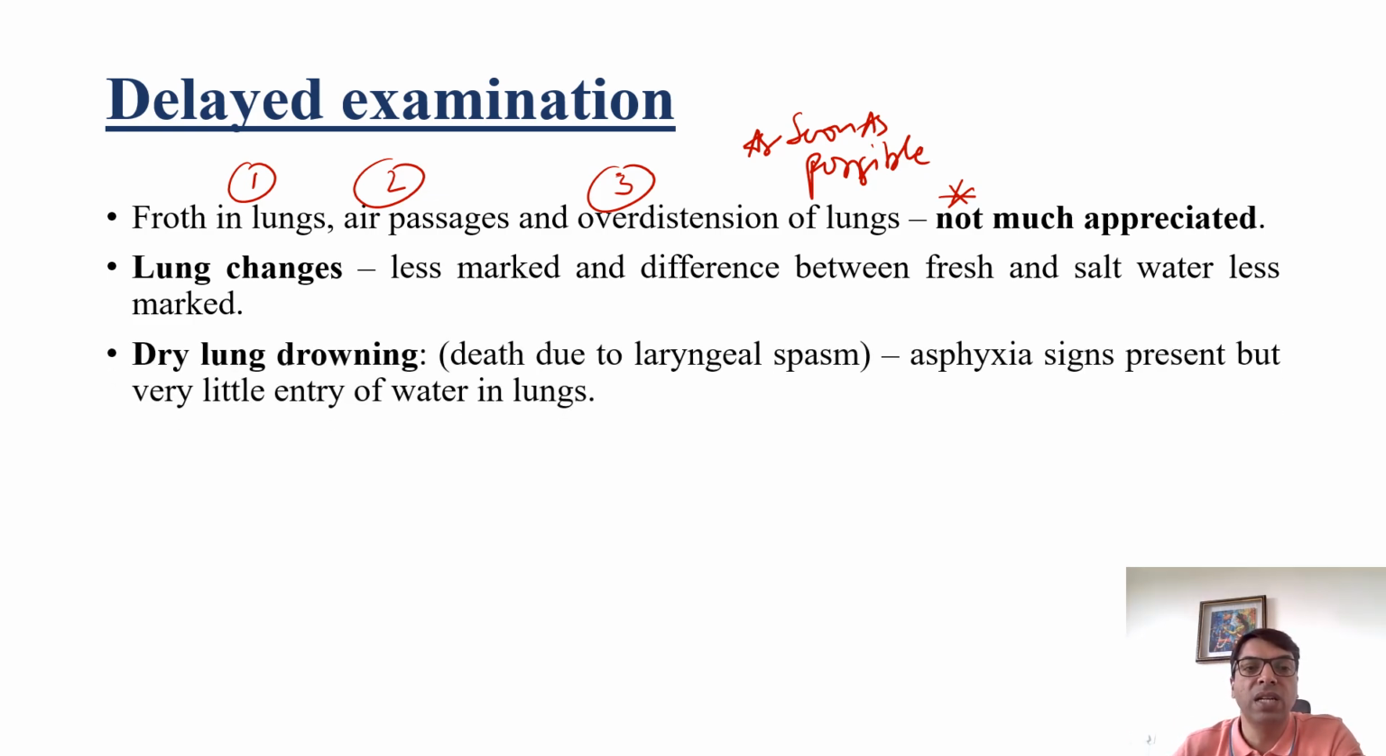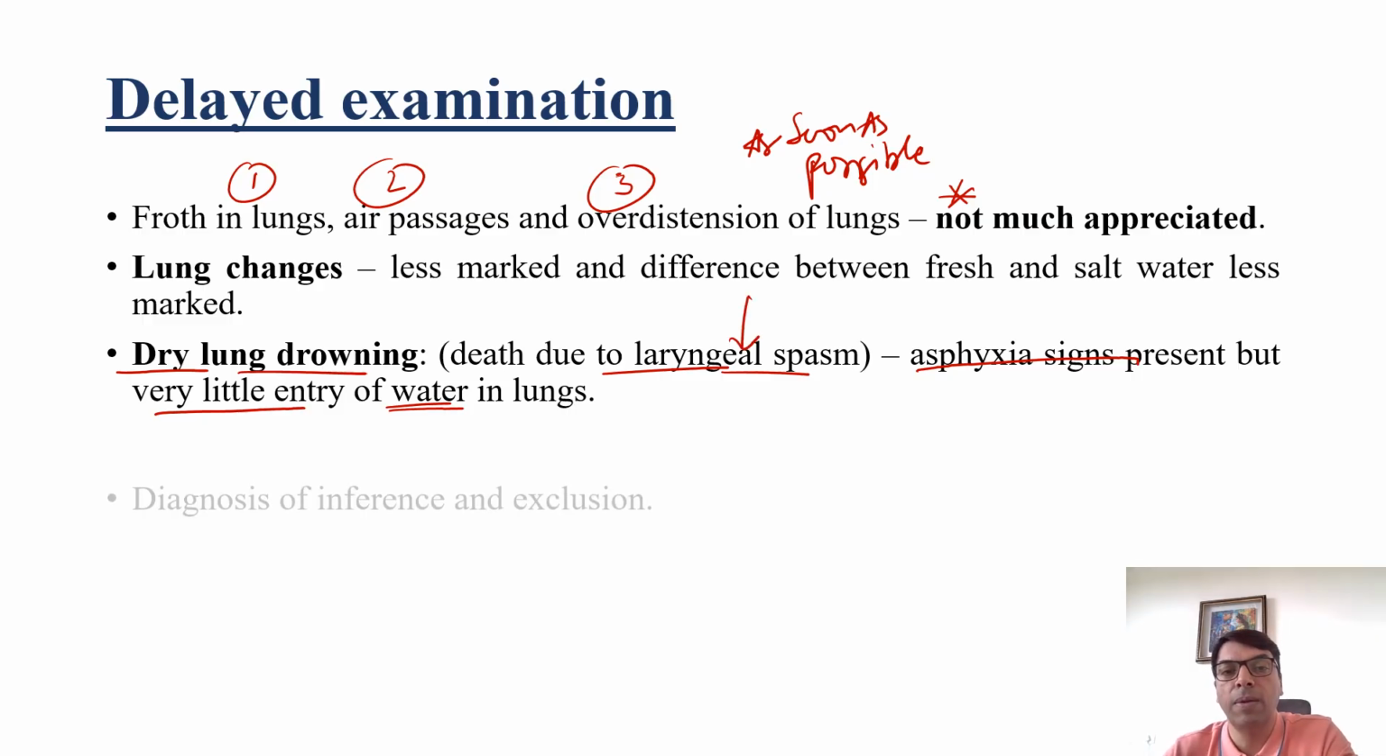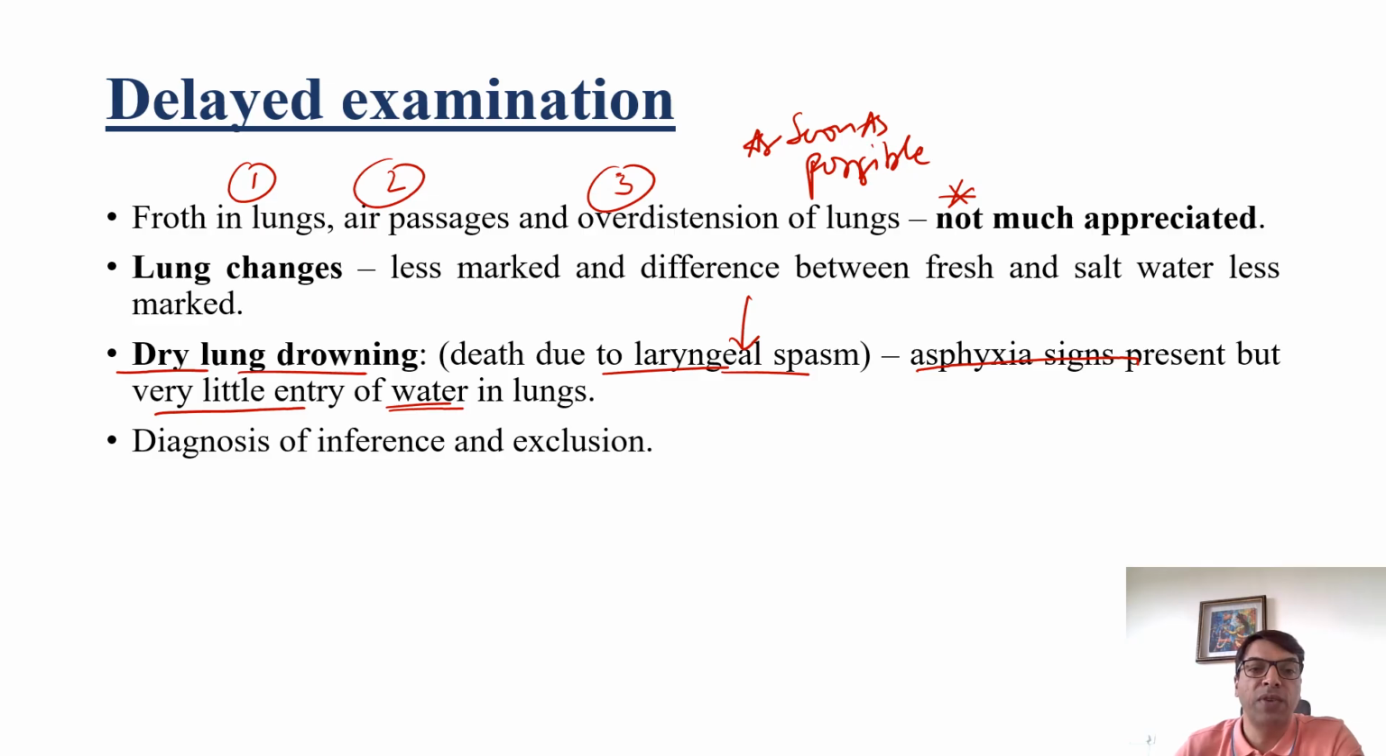There is something called dry lung drowning. So what is dry lung drowning? It is the death of the individual in a water body due to severe laryngeal spasm. The signs of asphyxia are present, but there is very little or no entry of water in the lungs, which makes the lungs appear dry, and the death is due to laryngeal spasm causing asphyxia. Diagnosis is by inference and exclusion, that means excluding other causes of death.